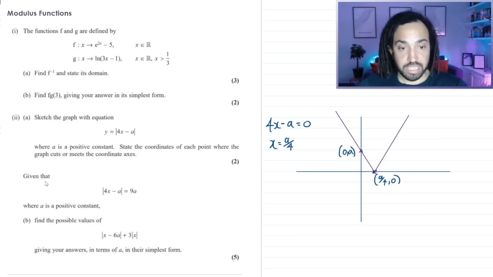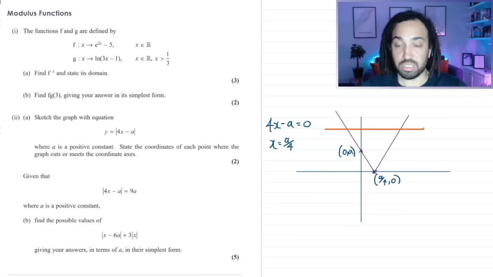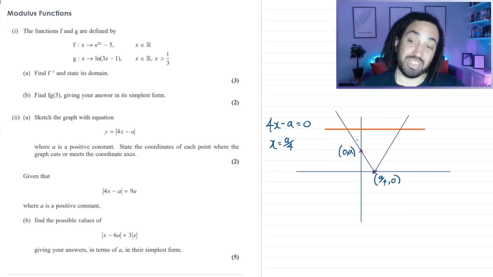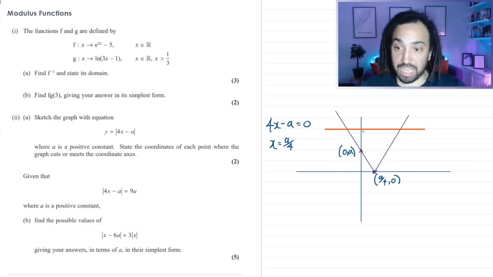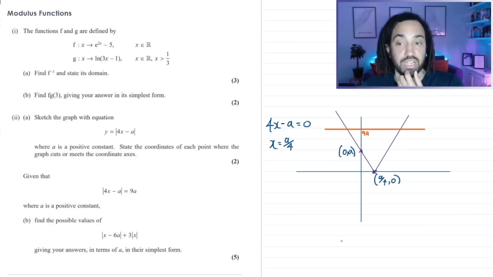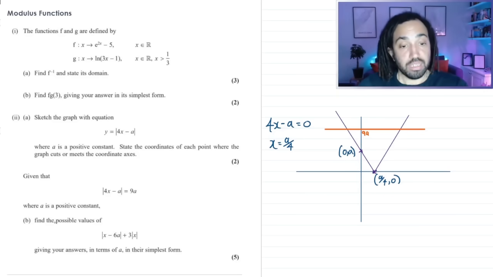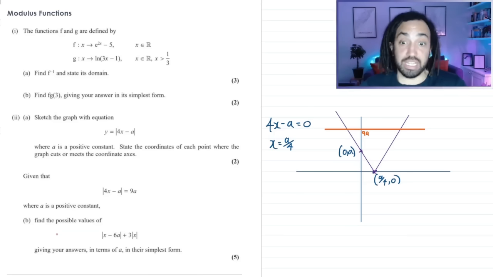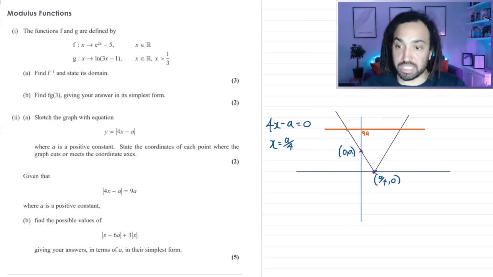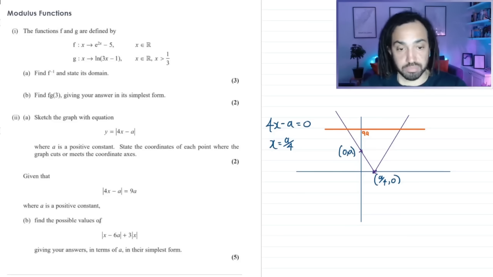Okay, so next it says, given that this modulus, which we've just graphed, is equal to 9a. So if I was to draw y is equal to 9a, then it would look something like this. But that's not to scale, of course, because if this is 9a and that's 1a, then obviously it's not to scale, but again, it's just a sketch, so that will do the job. And that would be 9a where it hits the y-axis. Okay, so that just helps us visualize how many solutions we should expect. And you can see that it's going to cut twice, so we should expect 2 solutions.